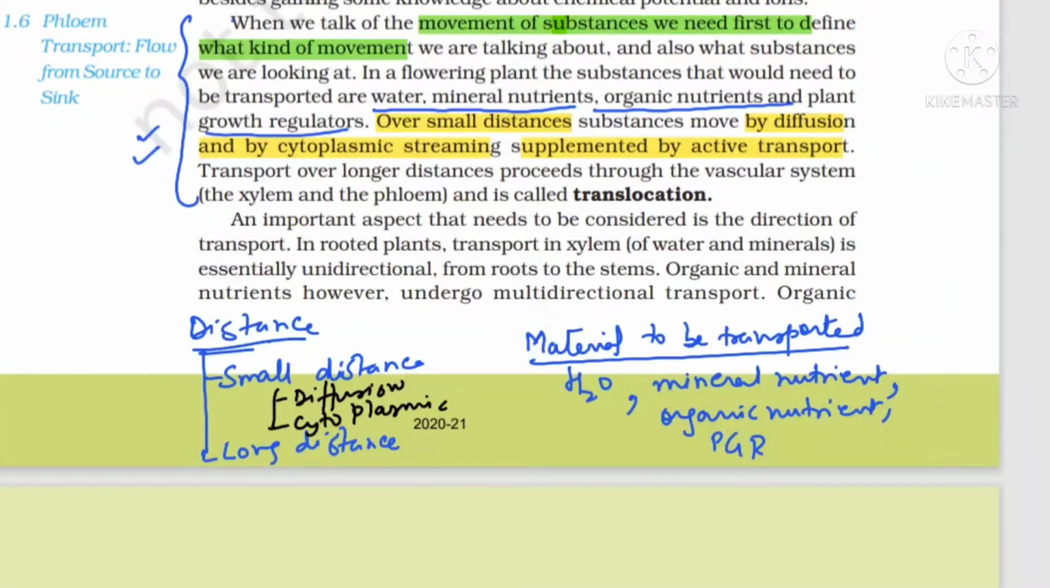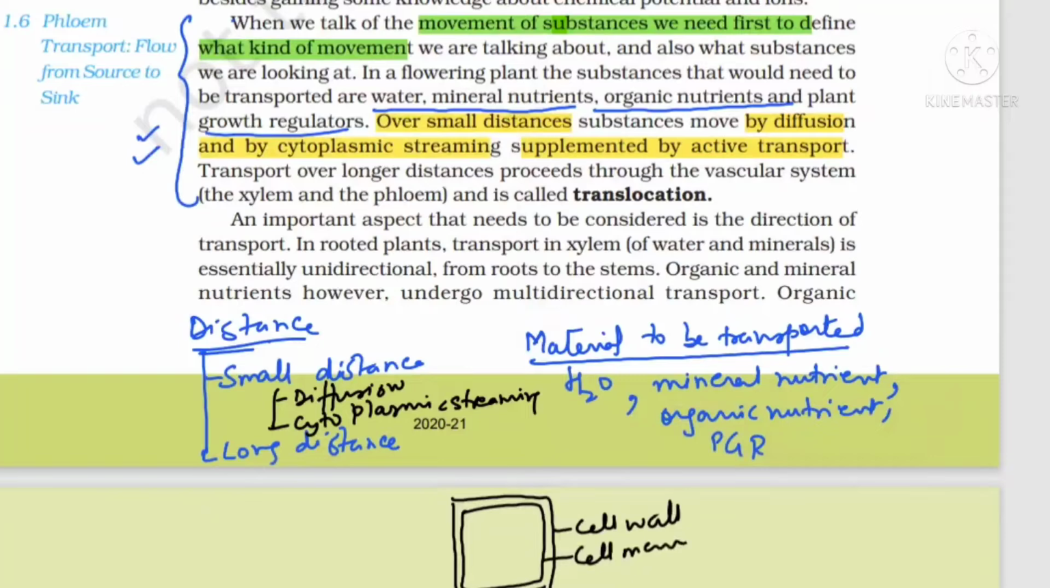For diffusion, always remember the distance should be very small. And what is cytoplasmic streaming? It is a movement of cytoplasm around the vacuole. For this, you just imagine this one diagram beta. This is your plant cell wall. Just imagine this is cell wall and this is cell membrane. Clear beta? This is cell membrane, the second one, innermost. Now inside this, you draw one vacuole. Let me draw, this is the vacuole. Clear? And now the movement of the cytoplasm around the vacuole will be going on. So this is known as cytoplasmic streaming.